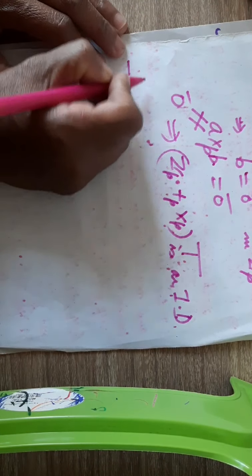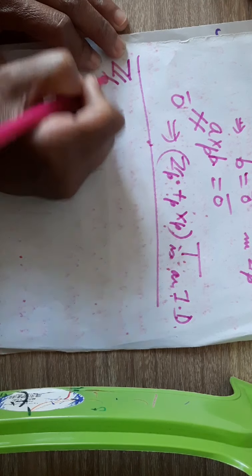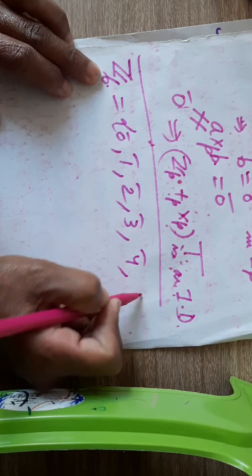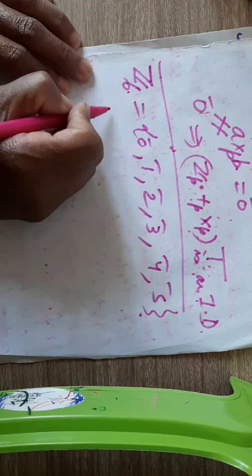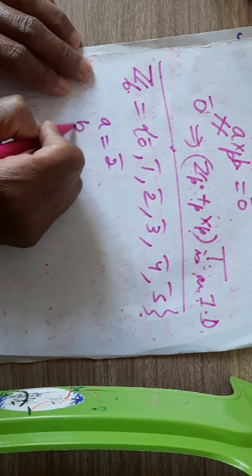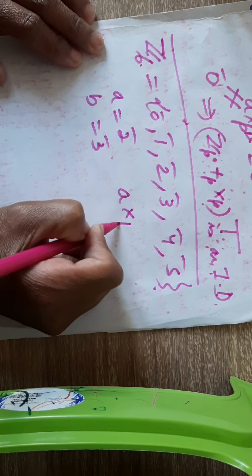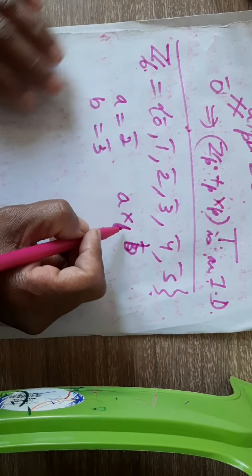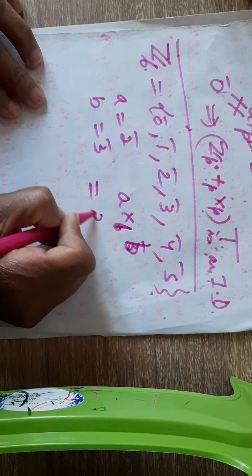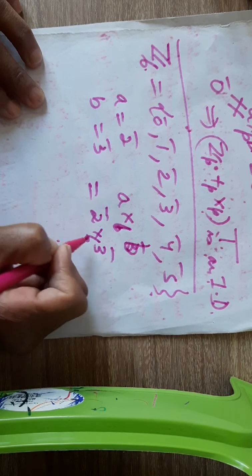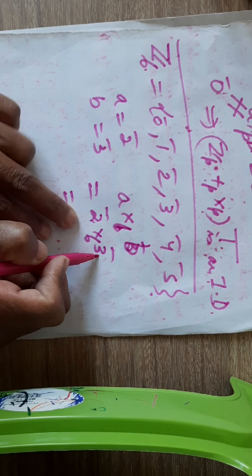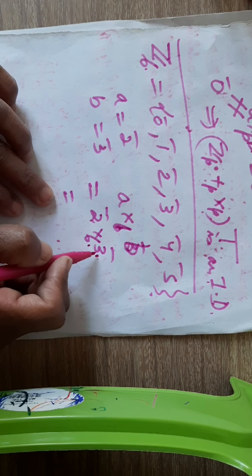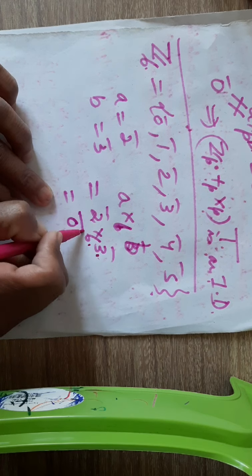Now, let me take another example, set 6, where 6 is not a prime number, which is 0 bar, 1 bar, 2 bar, 3 bar, 4 bar, 5 bar. Now, if you take A equal to 2 bar, B equal to 3 bar, then what is A into B under multiplication modulo 6? It is equal to 2 bar into 3 bar under multiplication modulo 6. Now, 2 into 3 gives you 6. Since it is equal to 6, you divide it by 6. When you divide it by 6, the remainder obtained will be 0 bar.